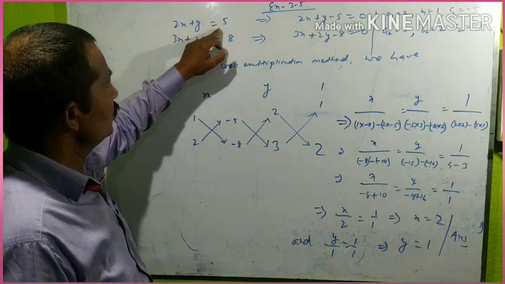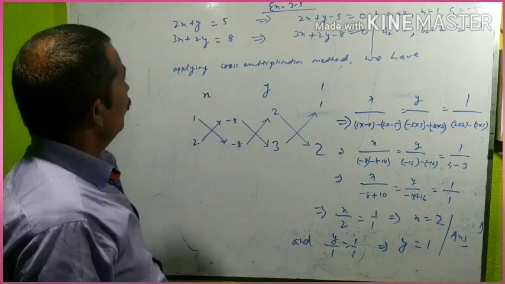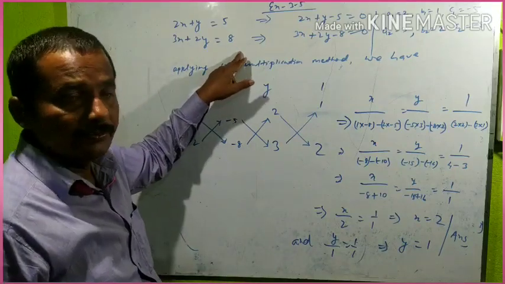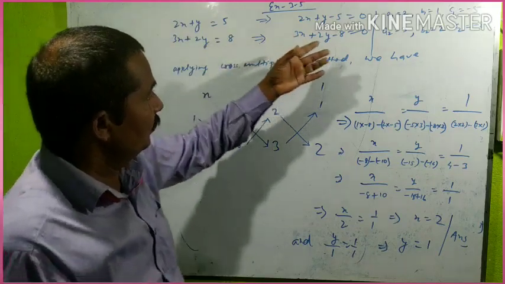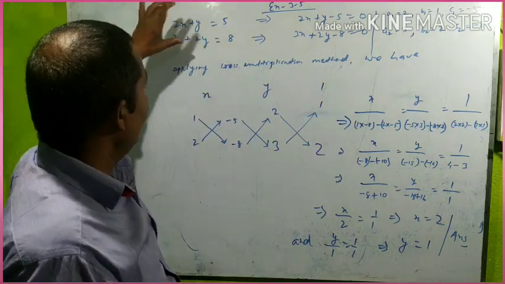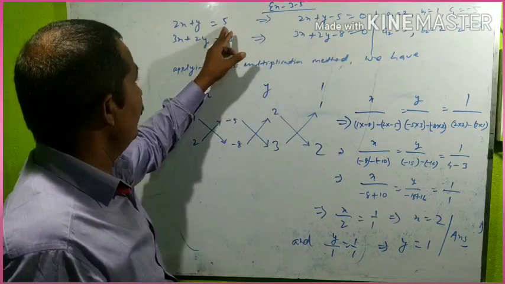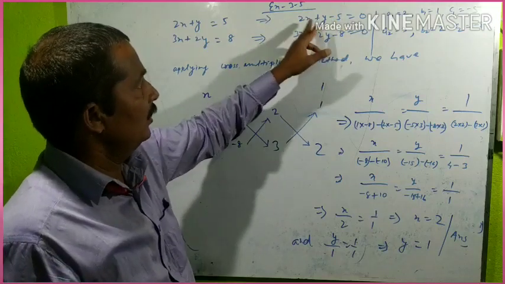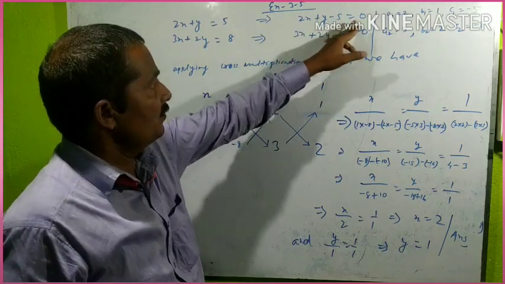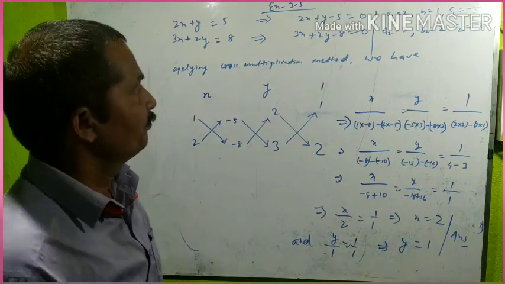2x plus y is equal to 5 and 3x plus 2y is equal to 8. This is a pair of linear equation in two variables. First of all, you will have to arrange the given equation in this form. Means here is 5, I have brought this side, minus 5, here is 8, minus 8. 2x plus y minus 5 is equal to 0, 3x plus 2y minus 8 is equal to 0.